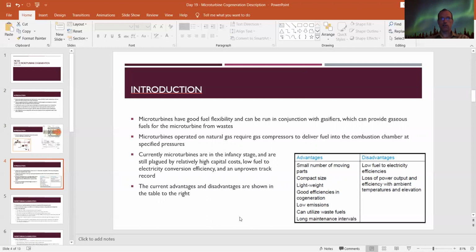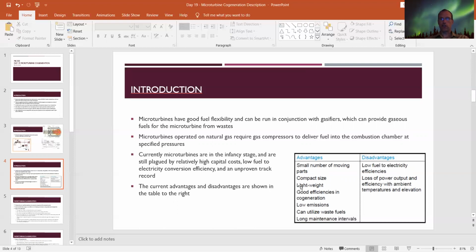Currently, these are just on the brink of being introduced. They only started being built maybe 20 years ago, and so they're still relatively in the infancy phase. So there's still relatively high capital costs. It's also a fairly low fuel to electricity conversion efficiency, which we're going to see later. In terms of how much fuel energy goes in, how much electricity you get out is not that good, but there are ways to improve it. Also an unproven track record, so again, they haven't been around very long, so no one really knows long-term how well they're going to do.